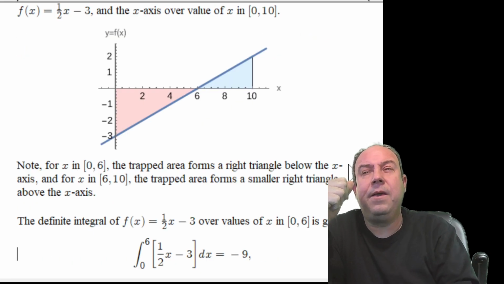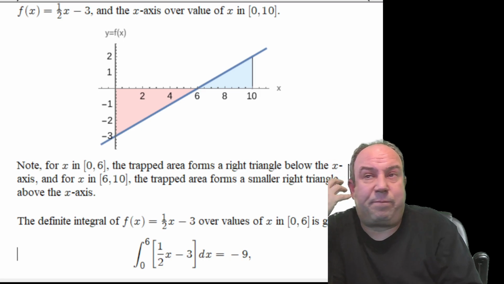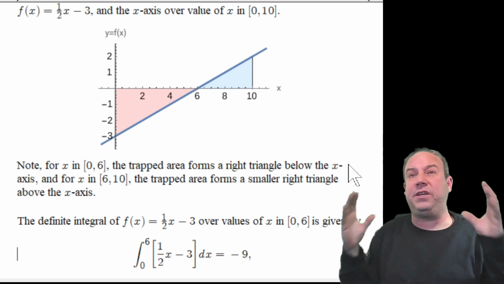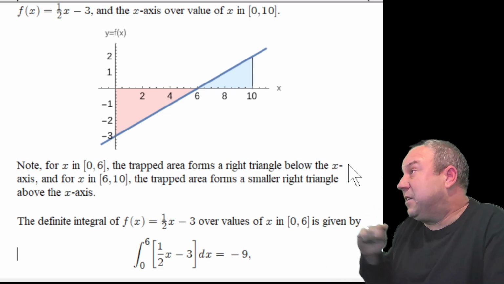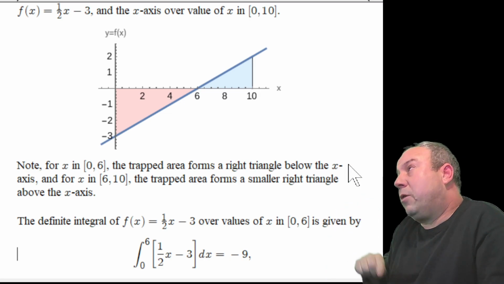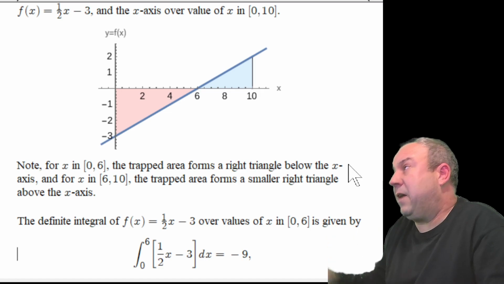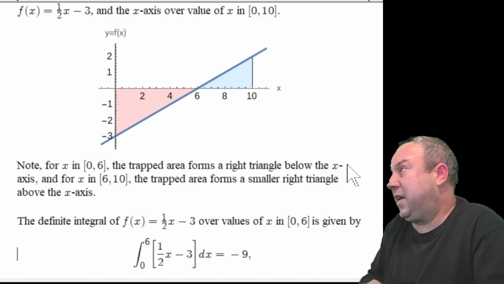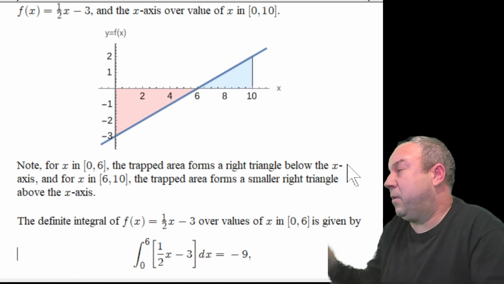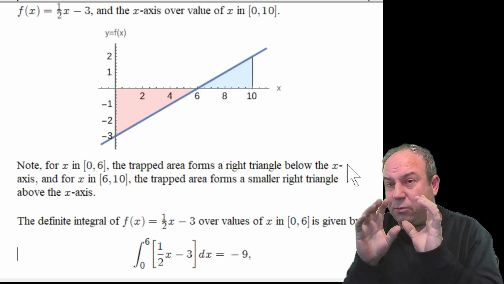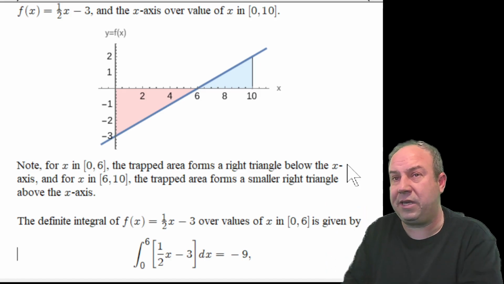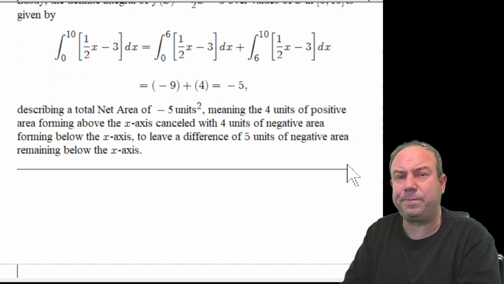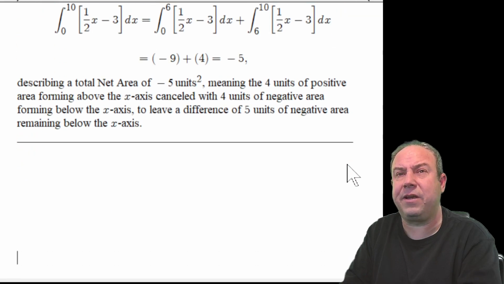All right. Physically, we have 9 units of area and 4 units of area. We have 13 units of area in total, physical area. But in terms of net area, total net area is -5 units. When totaled together, the negative and the positive regions cancel with each other, leaving 5 units below the x-axis. All right. That's the concept of net area.